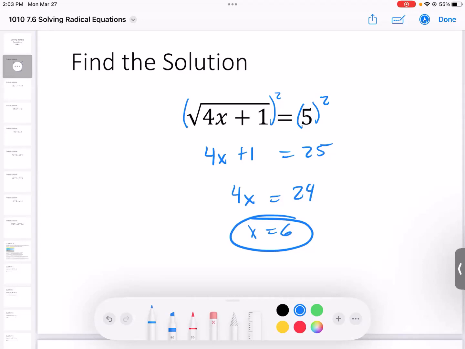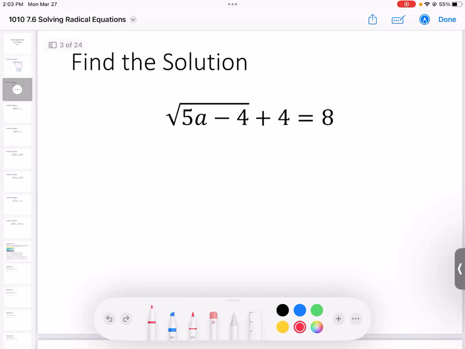An example of an equation that would have produced an extraneous solution is if this was -5. Because if you square -5, you still get 25, and then you would solve it and you'd still get x equals 6. But if you plug that in, 4 times 6 plus 1 is 25. The square root of it does not equal -5. And so that would be an example of an equation that doesn't have any solutions. All right, any questions on that so far?